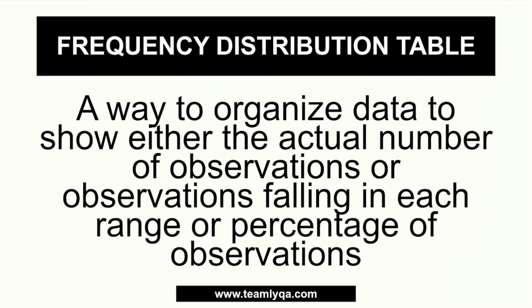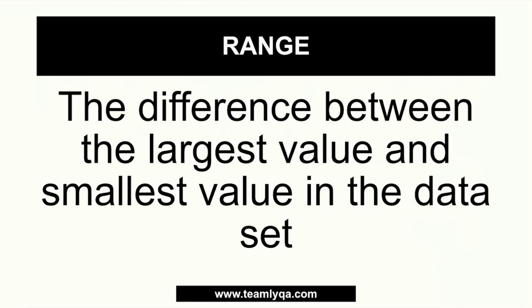We are going to talk about yung frequency distribution table. This is a way to organize data to show either the actual number of observations or observations falling in each range or percentage of observations. Sa case natin, okay, we are going to use it to classify yung iba-ibang mga range ng data into different classes. Okay? Now, pag sabing frequency distribution, ibig sabihin, imamark mo kung ilang beses siya lumabas. Na kung maliit yung data size mo, okay lang. Pero kung yung range mo ay malaki, dapat i-break down na natin siya into smaller pieces.